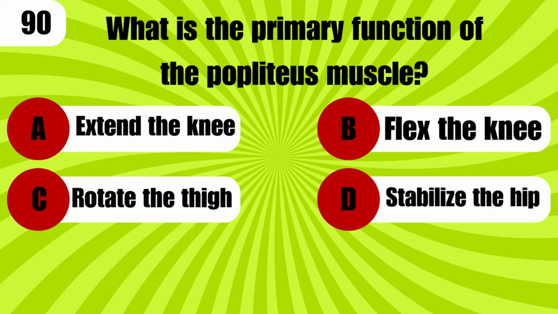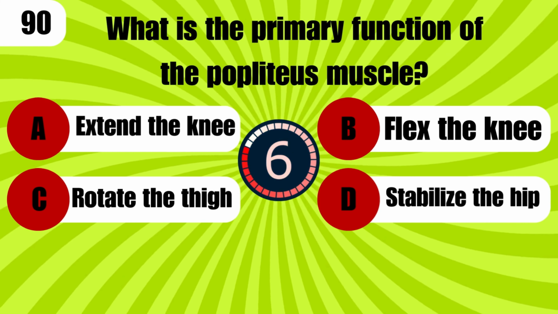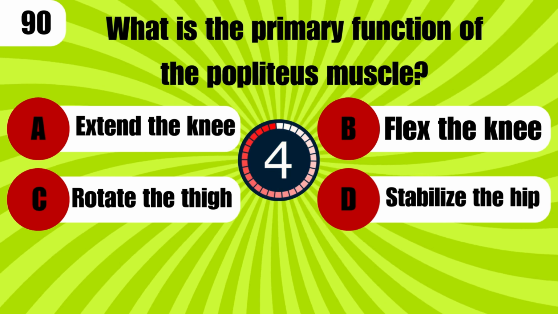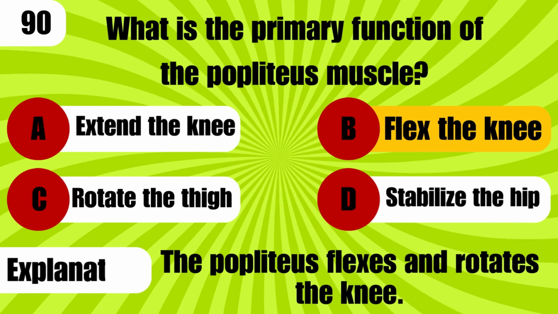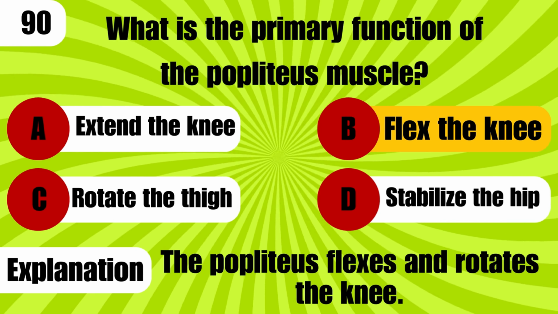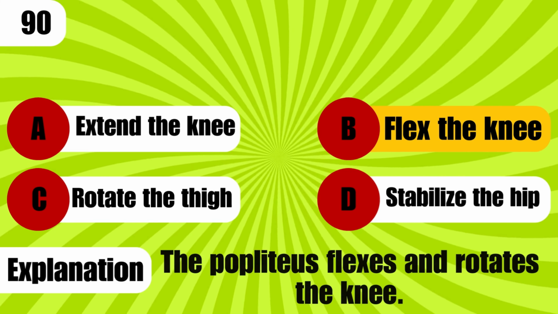What is the primary function of the popliteus muscle? Option A, extend the knee, flex the knee, rotate the thigh, stabilize the hip. The right answer is flex the knee. The popliteus flexes and rotates the knee.